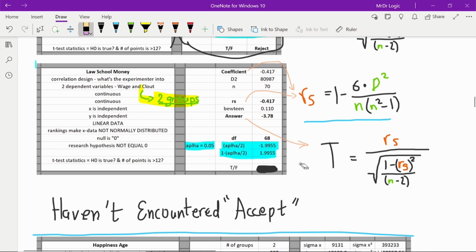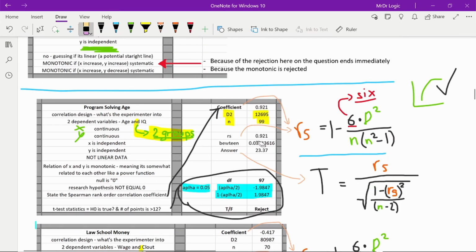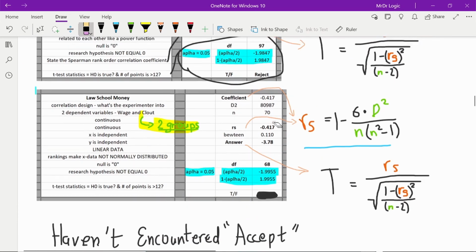DF is quite literally n minus 2. I gotta make that more clear. Yeah, DF is n minus 2. So you can see here DF is n minus 2. I'm sorry, I didn't write that down.